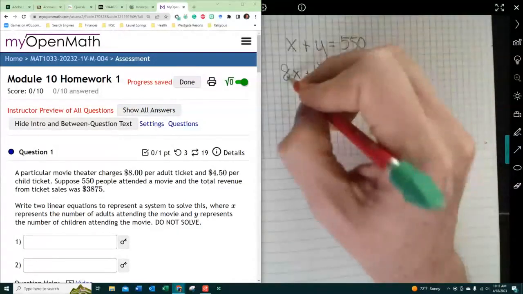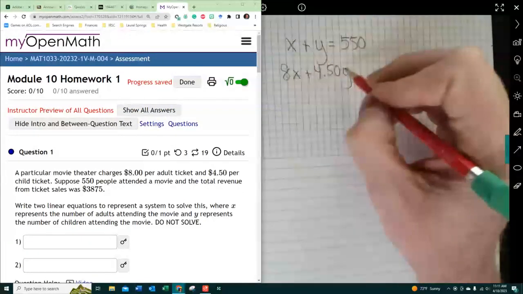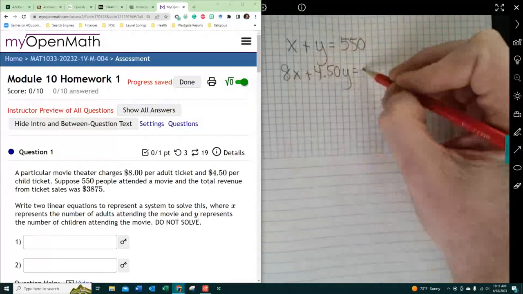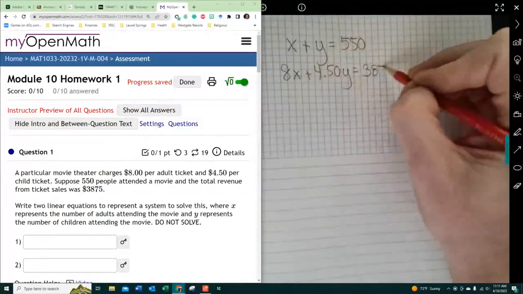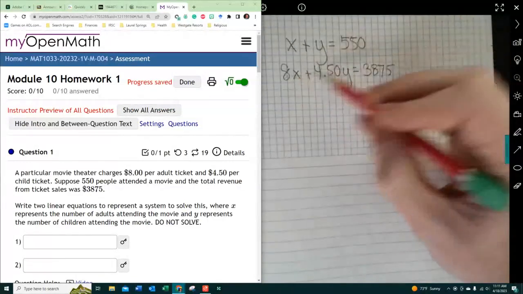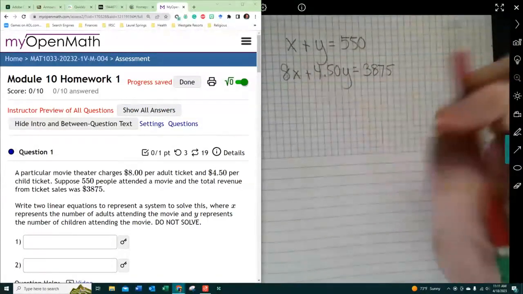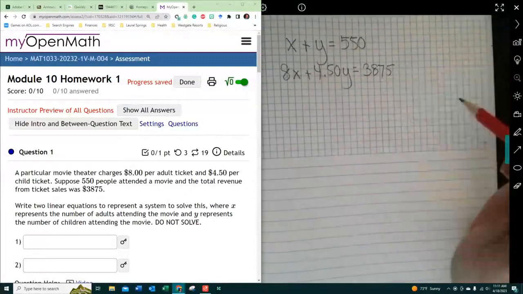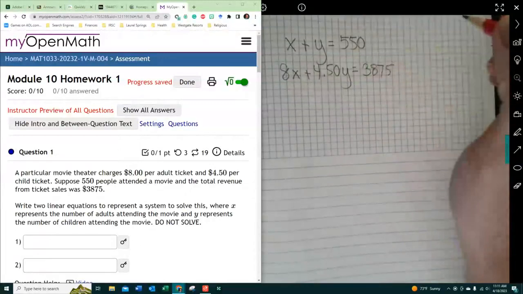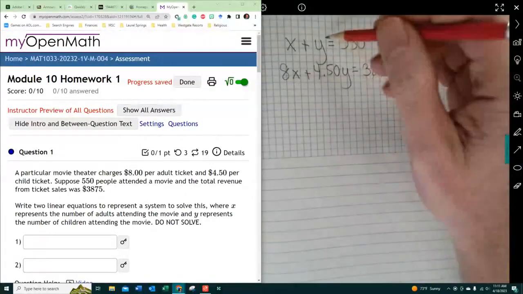At $8 apiece, and then the children's tickets were $4.50 per child, and that is equal to the total revenue of $3,875. So if we were to multiply this out and add them together, then we would get our total revenue. So this works for that. Now the thing is, this is a system of equations. And the best way to handle these kinds is through substitution.